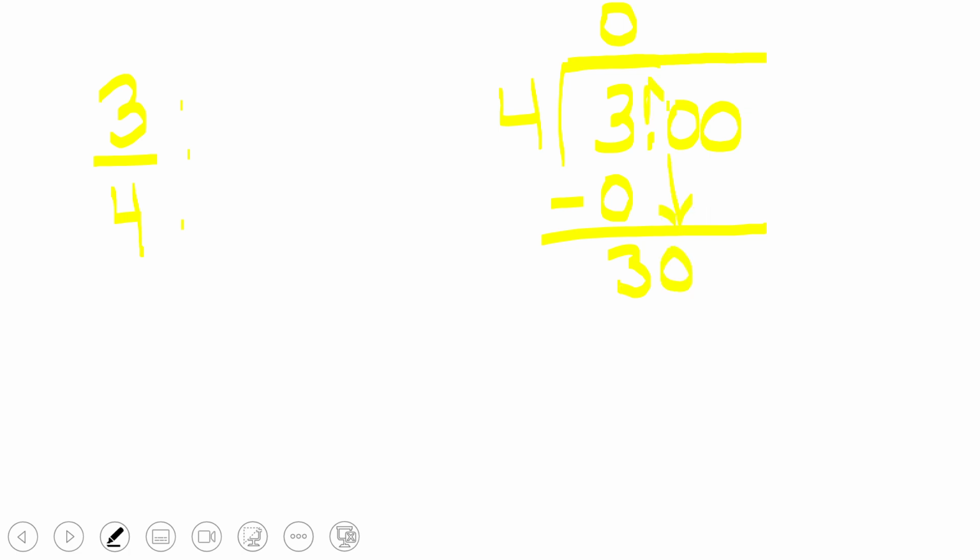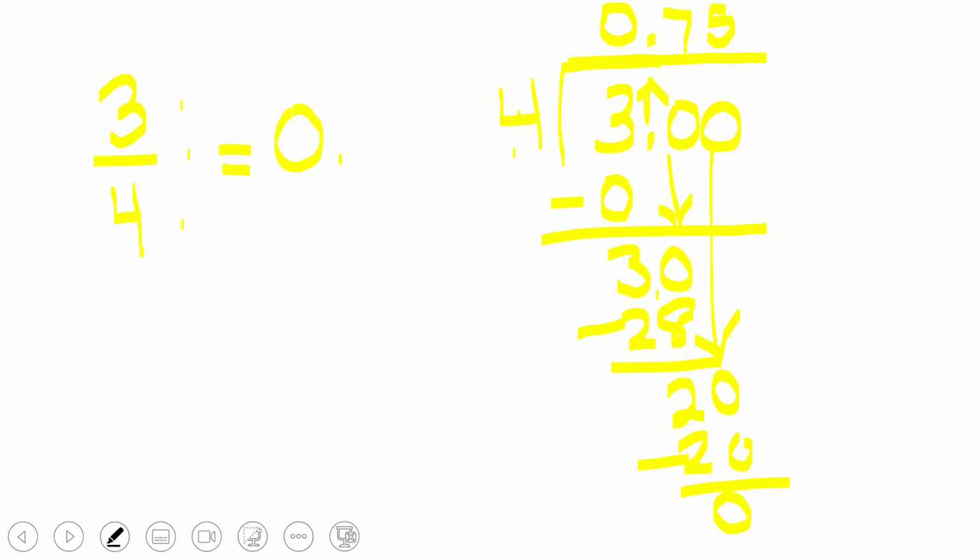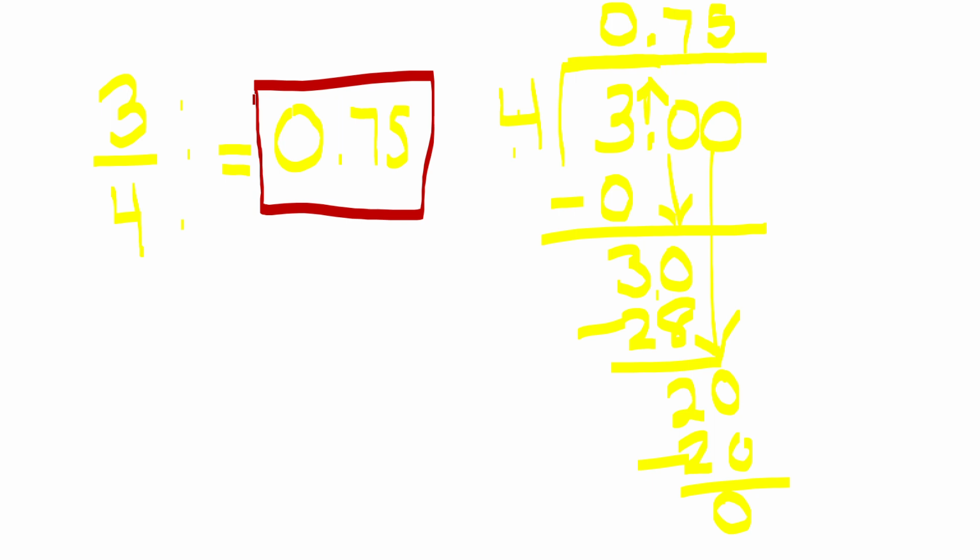Bring down, decimal goes straight up from where it's sitting under the dividing sign. 4 into 30 goes 7 times. 7 times 4 is 28. 30 minus 28 is 2. Bring down. And 4 goes into 20 5 times. 5 times 4 is 20. And this terminates. So 3/4 is equal to 0.75. That is read as 75 hundredths with that TH. Remember your decimal place value names after your decimal.